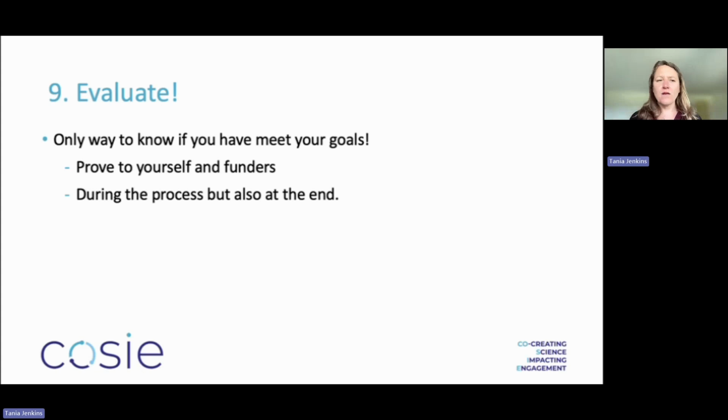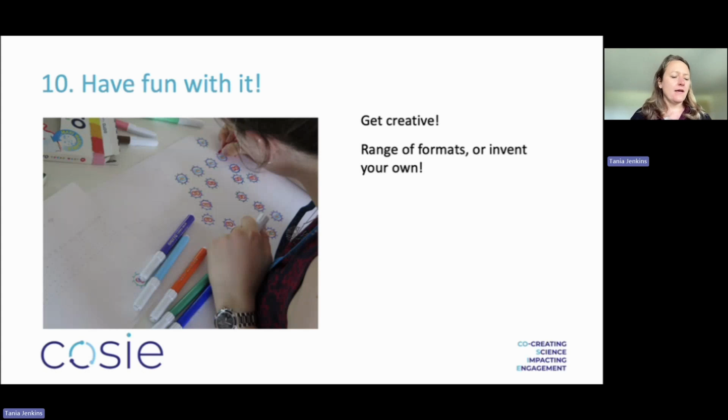And there are a million ways you can evaluate. Some of them are more formal and more boring, but there are also fun ways at the end of an event with post-its, with stickers, and you can also offer little rewards. I don't know, a free hat, or something related to your research, that someone can then take away with them. And yeah, have fun with it. You can get creative. There are a million things that one could possibly do, and you could even invent your own format.